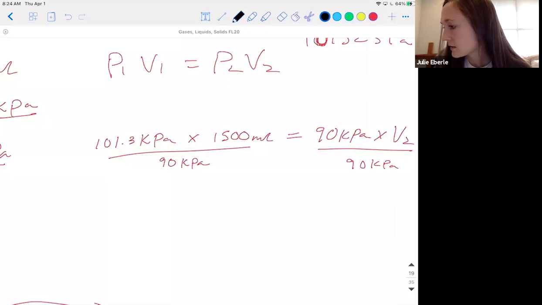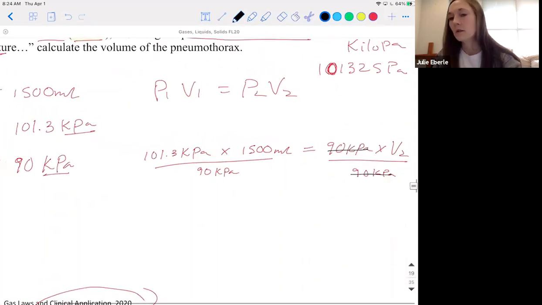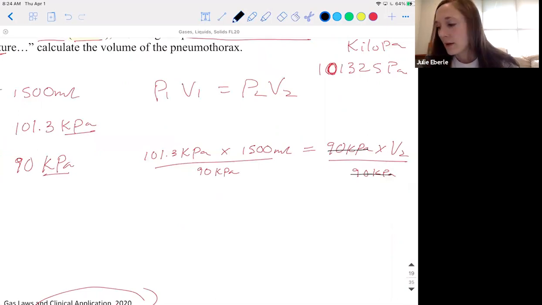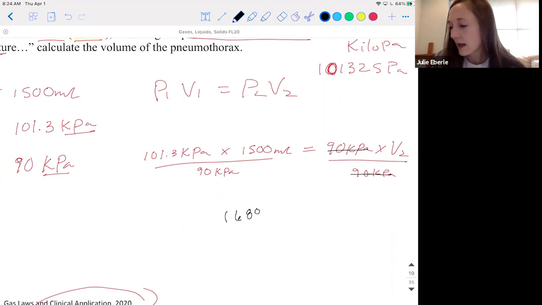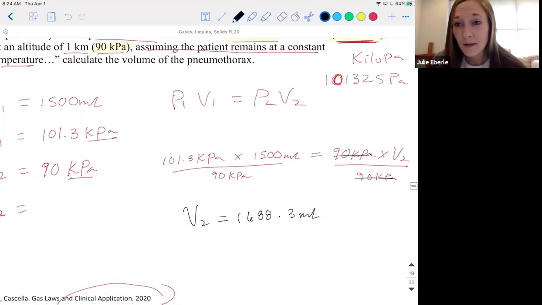And then that causes them to cancel on this side. So y'all help me out here. 101.3 times 1,500 divided by 90. Okay, good. 1688.3, and what are the units on this? This is a volume. Yep, thank you. Milliliters. That is V2. So the higher you fly up, the larger and more that lung is going to expand.